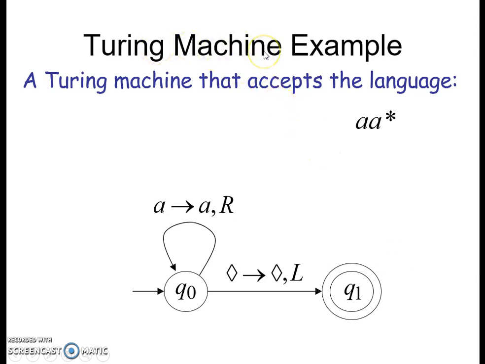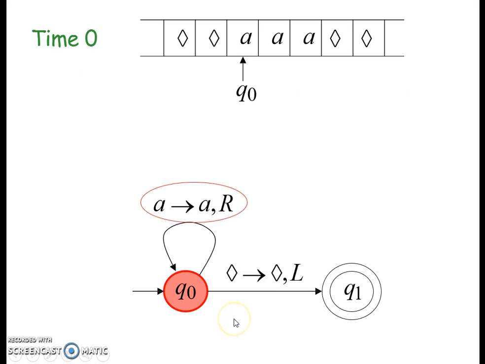Turing machine example. Let us see an example of a Turing machine: a Turing machine that accepts the language AA star. What is the meaning of AA star? AA star means there is at least one A, and then there can be any number of A's. Here is the solution, but we will now see how it is done.